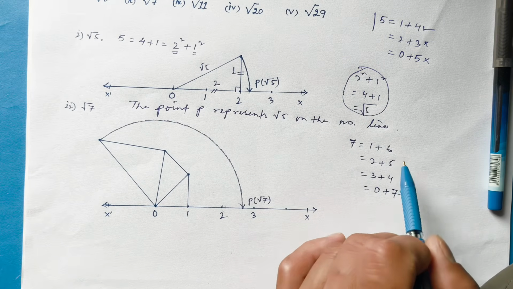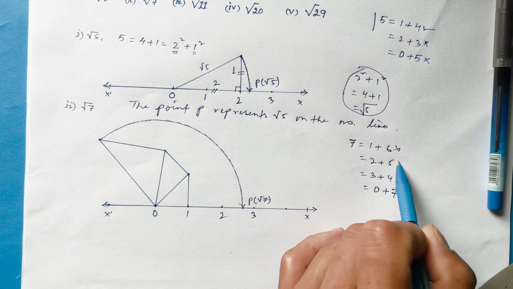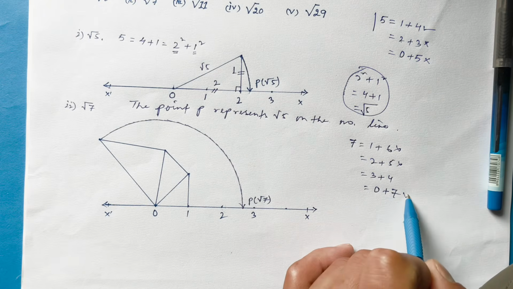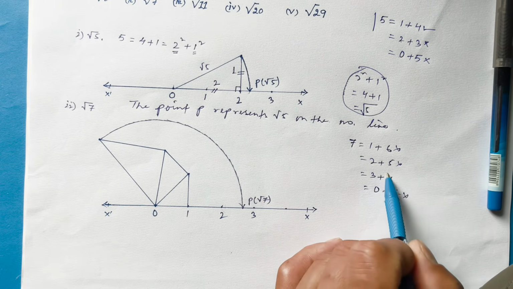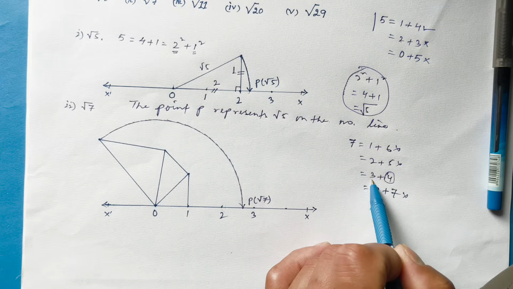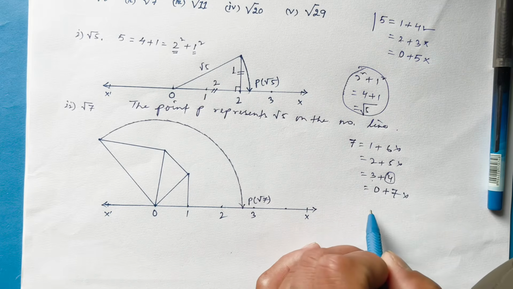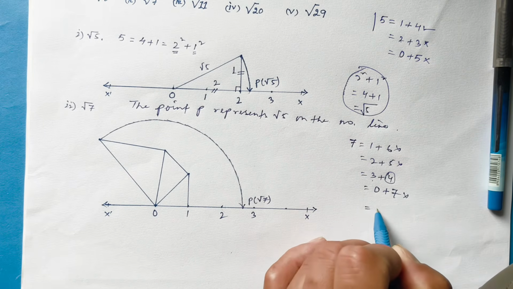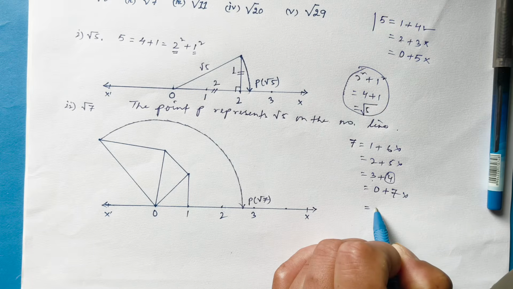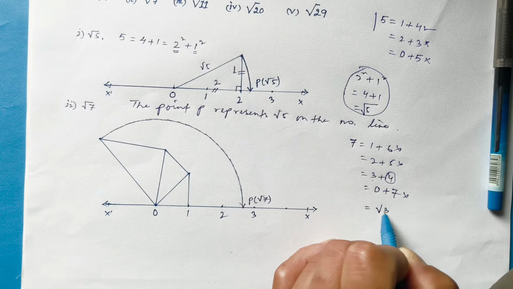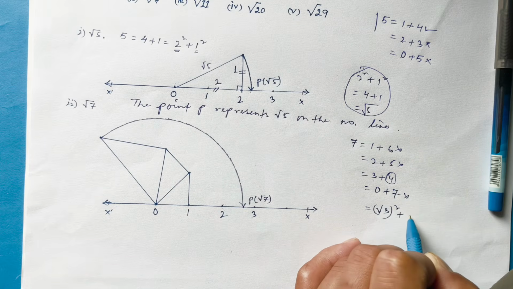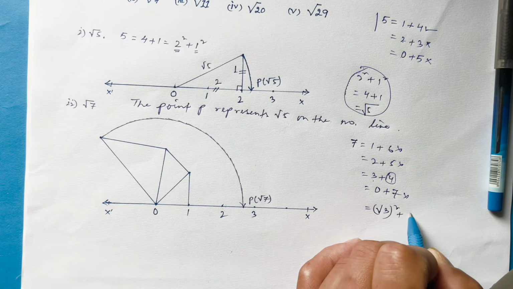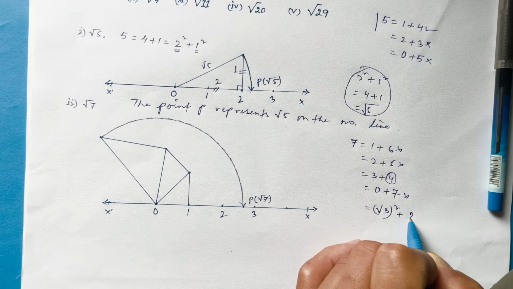Square number? This is not a square number. This is not a square number. This is not a square number. This 4 is a square number, but 3 is not a square number. So we can write it like that. 7 can be written as root 3 square plus 2 square.